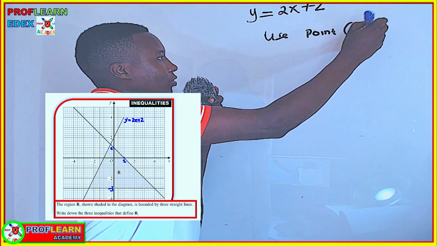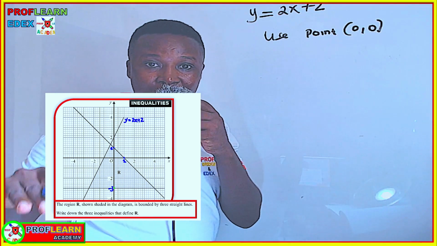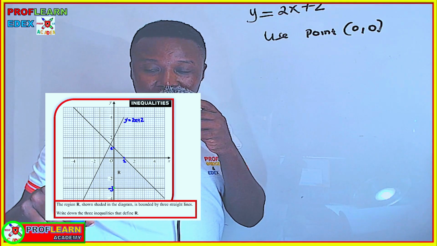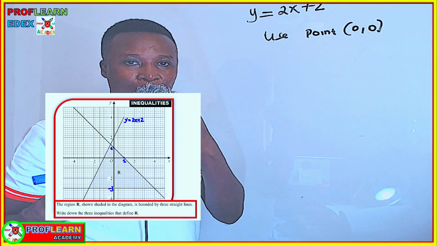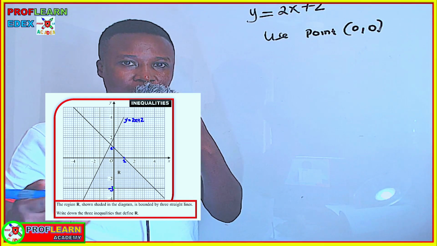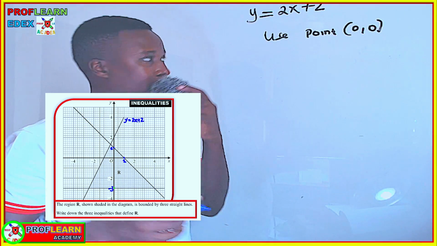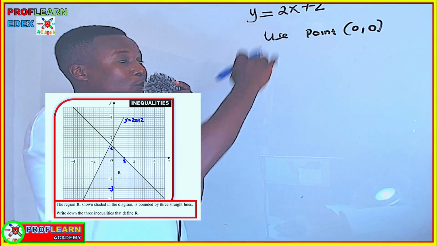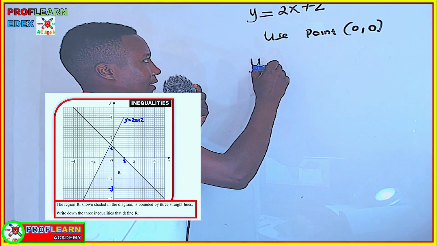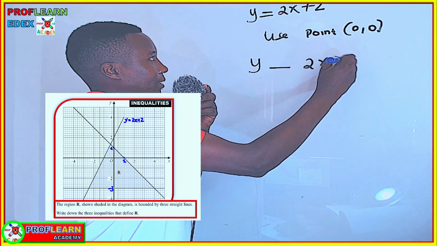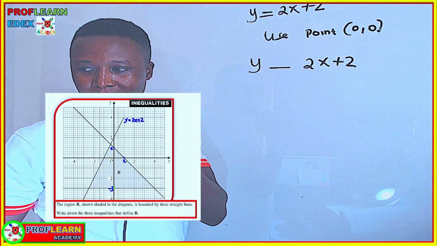let's say 0 0, the point 0 0 in this region R, because if you look at that region R, we have a point 0 0 which is in the required region. Since we don't know which inequality we are going to have here, we are going to say y dash 2x plus 2.